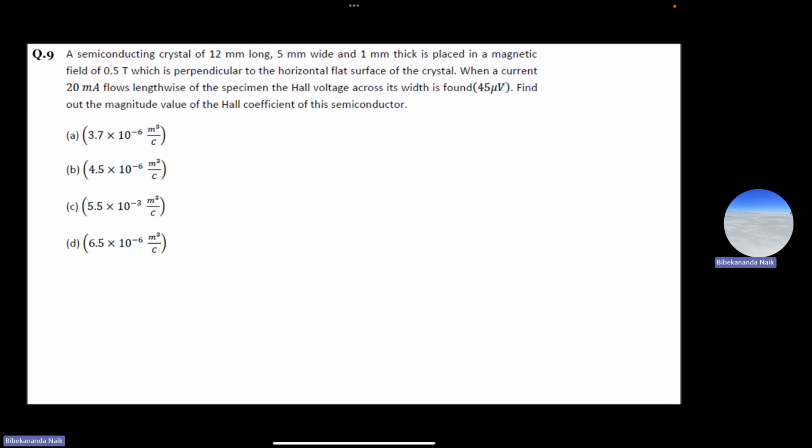This is pretty much similar to the previous questions that we have solved. I'll give you a few minutes to try this question. Since the value of Hall voltage is given, we will use the formula of Hall voltage. The current flows lengthwise, and the voltage developed is 45 microvolt. We will use the value of d here as 1 mm, and calculate the value of Hall coefficient, which is pretty much straightforward. I'll give you a few minutes to solve it and write the correct option, and then I will discuss.